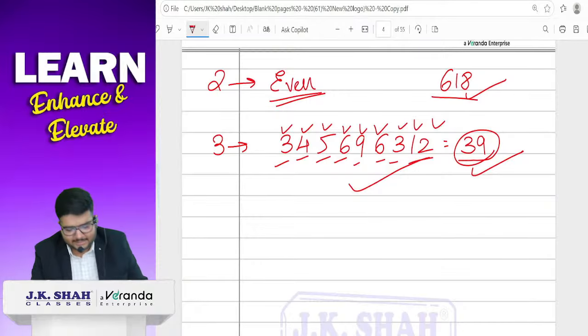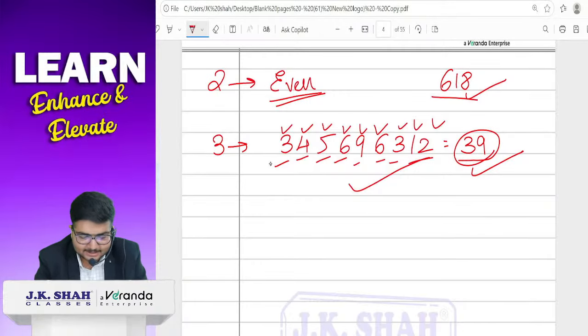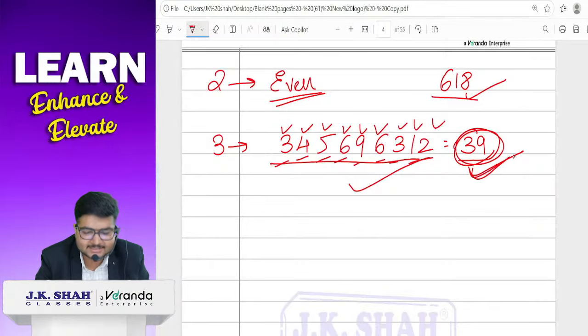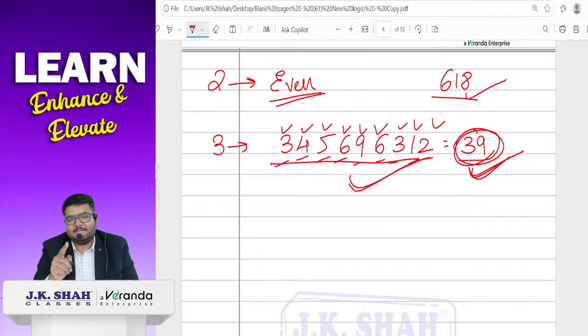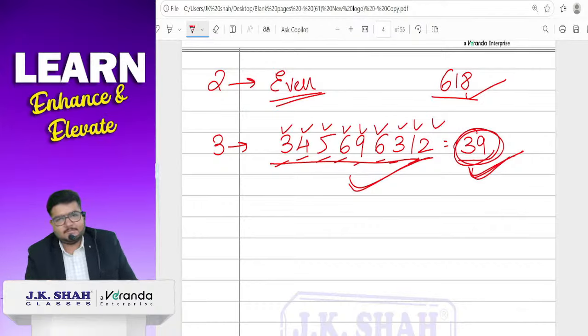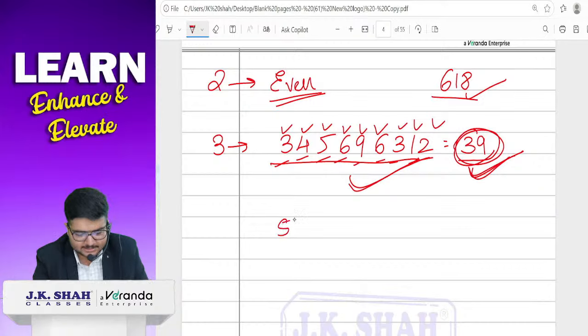Sir, what are you trying to tell us? That if you add all the digits, then you get a number. If this number is divisible by 3, then the whole number is obviously divisible by 3. Always.